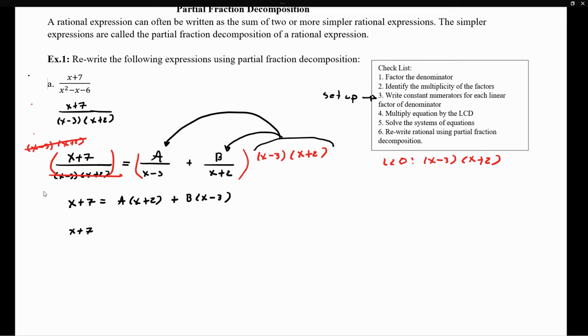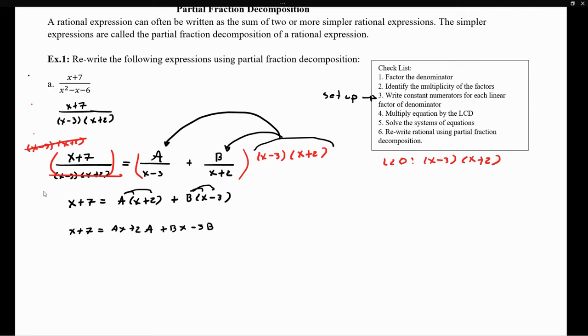So let me just distribute the A. So I'm going to get Ax. Let me distribute the A, so now we're going to get 2A. Let me distribute the B, so now we're going to get Bx. And let me distribute the B, so now we're going to get negative 3B.